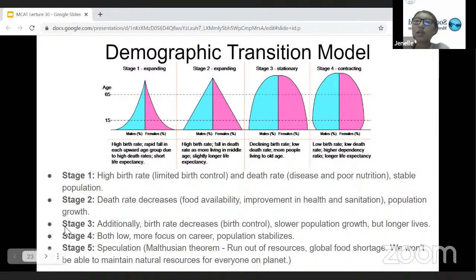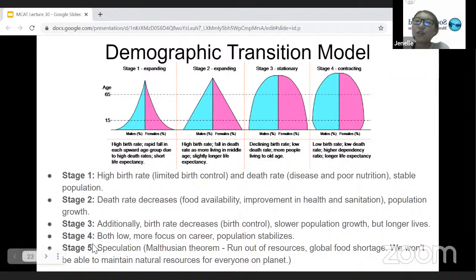And then stage 3 is when, with the death rate decreasing, there's also a birth rate that decreases because of access to things like birth control, which leads to slower population growth. So this rounded thing here. But although there is slower population growth, the individuals in the population tend to have longer lives. So more people can live higher than that age of 65 here, you can see.